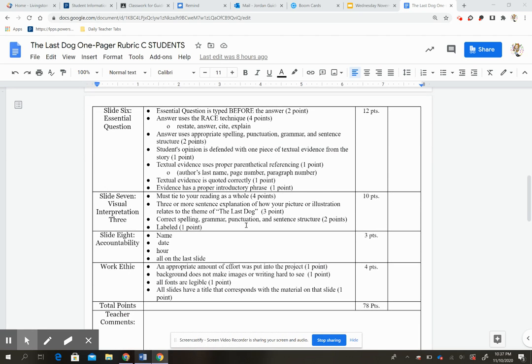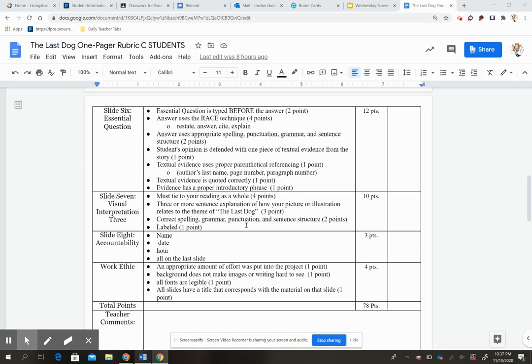Then slide number 7 is a visual interpretation. So you must tie your reading together as a whole. This is 4 points. You need a 3 or more sentence explanation of how your picture illustration relates to the theme of The Last Dog. And you're going to make sure you use correct spelling, grammar, punctuation, and sentence structure, and it's labeled.